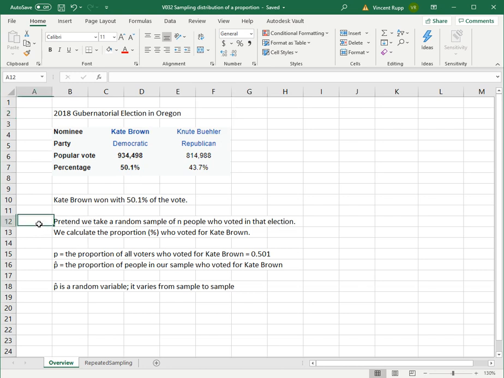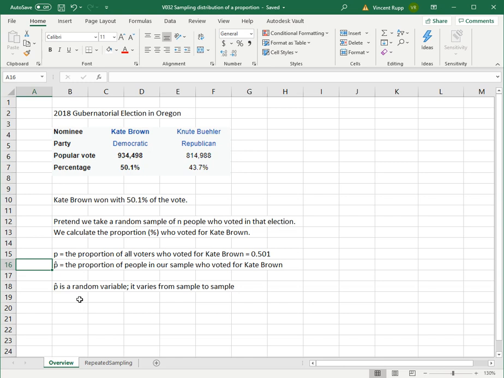So we can pretend we take a random sample of n people who voted in that election. And from that random sample, we could calculate the proportion or percent who voted for Kate Brown. So the notation here gets pretty important. P, lowercase p, is the proportion of all voters who voted for Kate Brown. And we know that is 0.501 as a decimal. But p hat is the proportion of people in our sample who voted for Kate Brown, out of that n people, that is. And so p hat is a random variable. It varies from sample to sample.